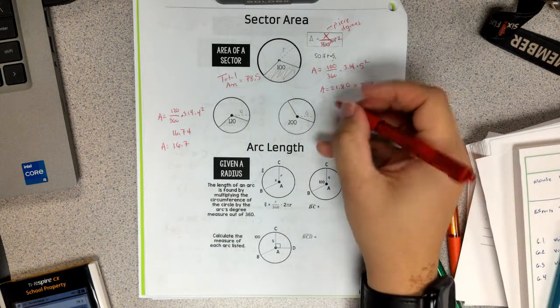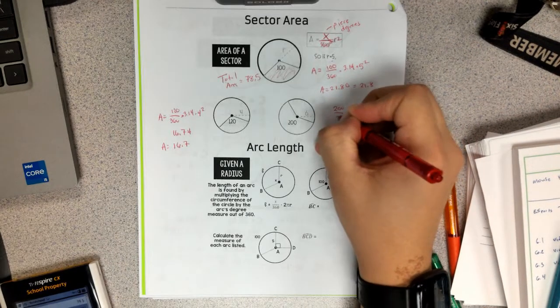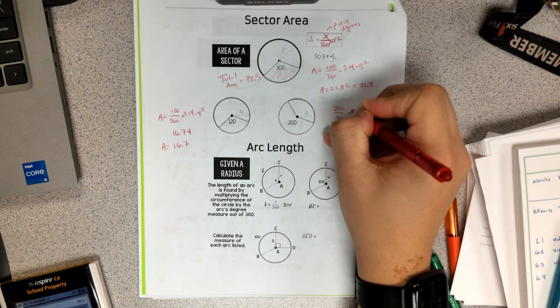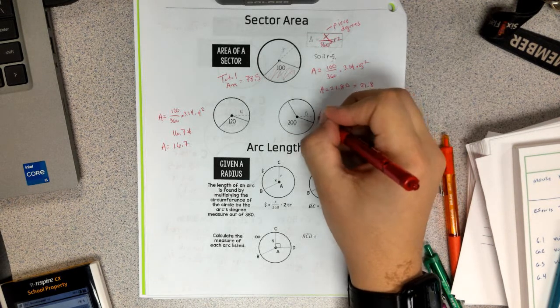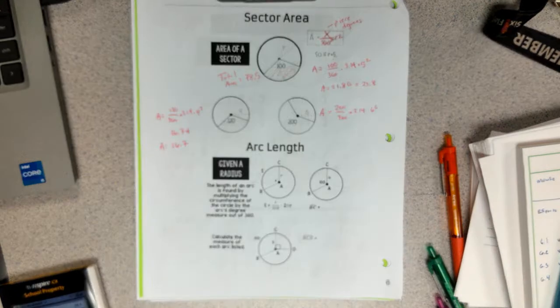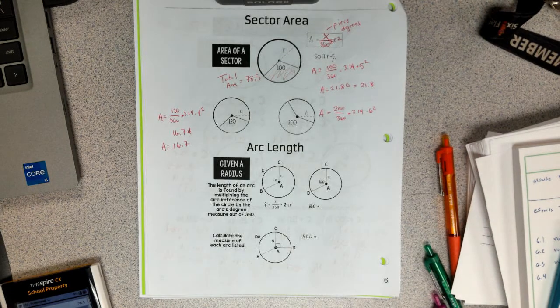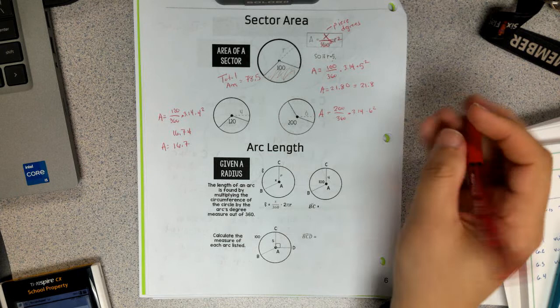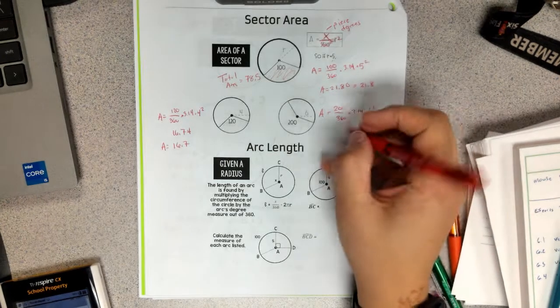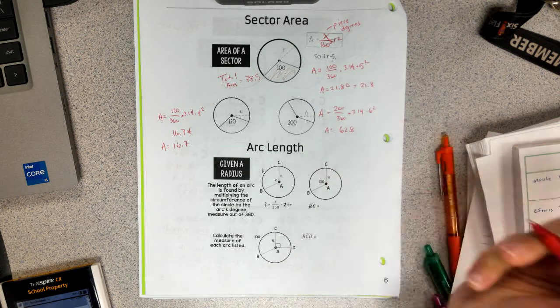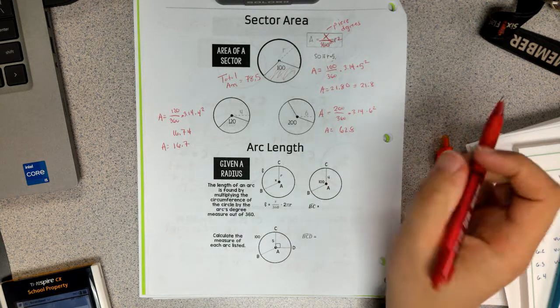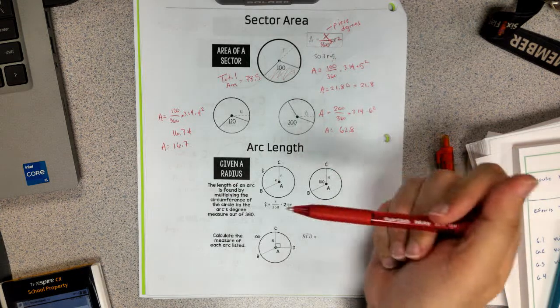Last guy, we have 200 over 360 times 3.14 times 6 squared equals area. 200 divided by 360 times 3.14 times 6 squared is going to be 62.8 for my area. Okay? Now that's how we find sector area.